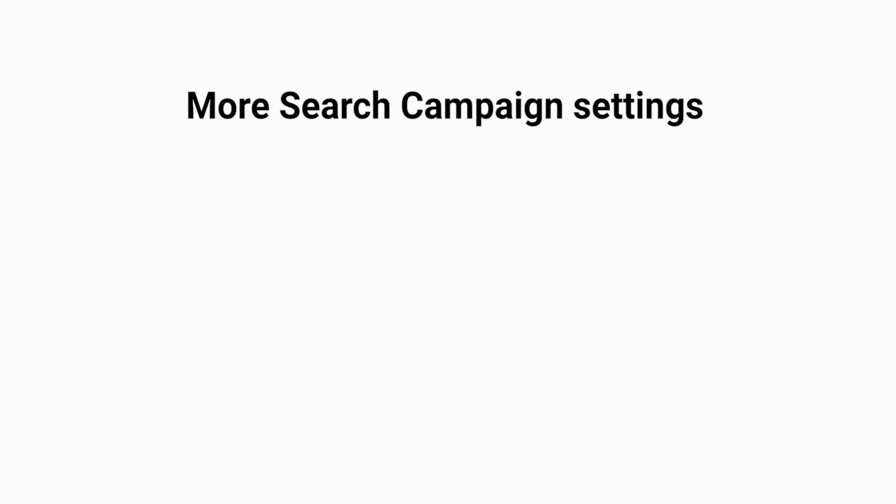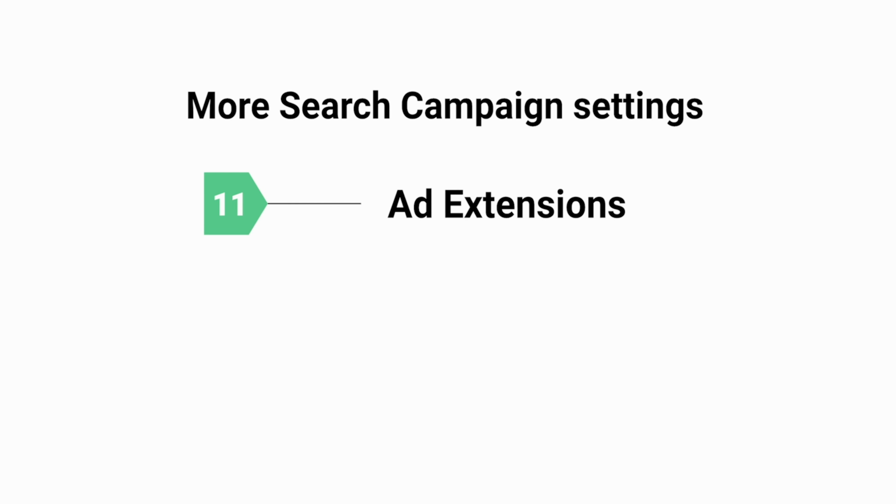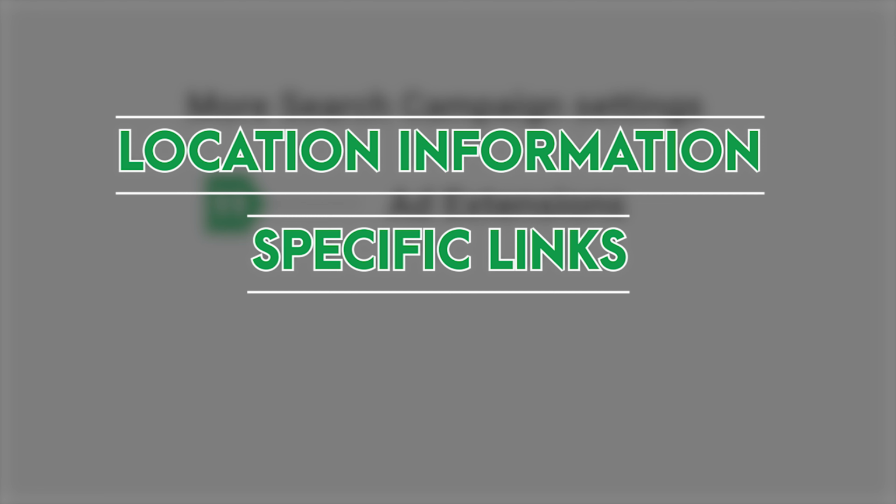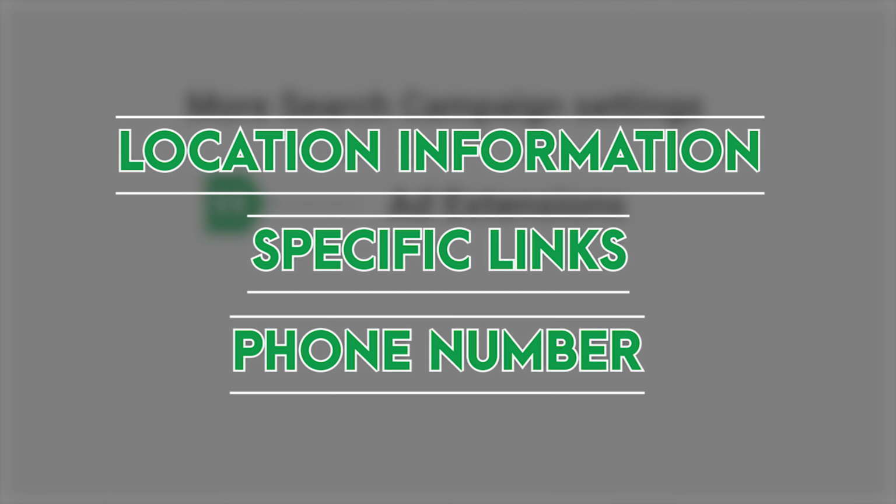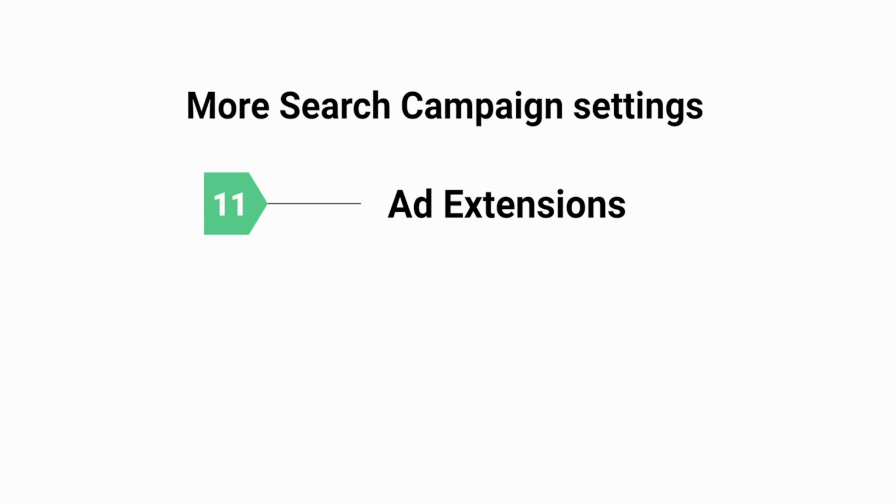To excel in a Google Ads campaign, there are a couple more search campaign settings that you can set for your campaign to stand out and perform better than the rest. You can set ad extensions for your ad campaign. Ad extensions will help you include more information with your ads, such as location information, links to specific pages on your website, and even include your phone number. This can be great for businesses that deliver services on the go and can easily be called.